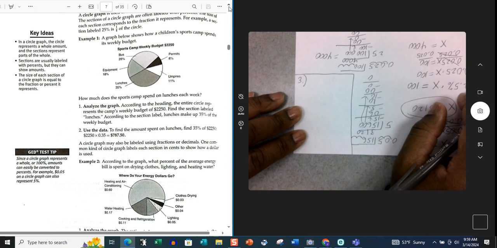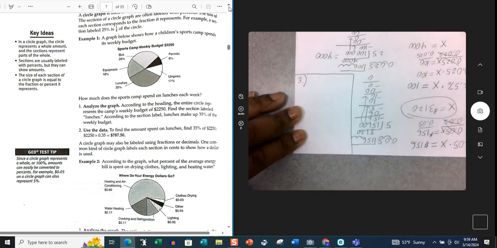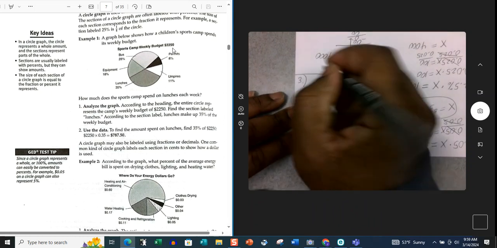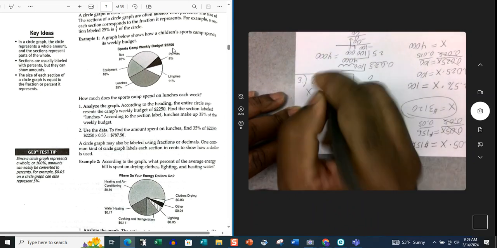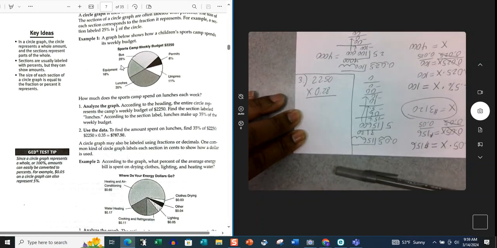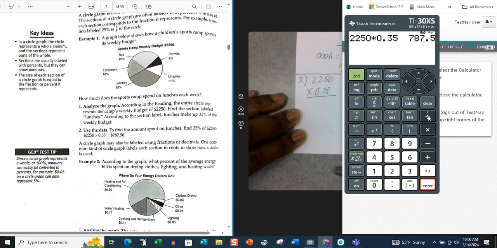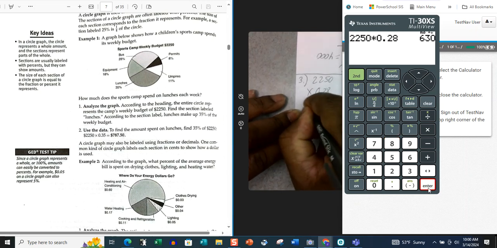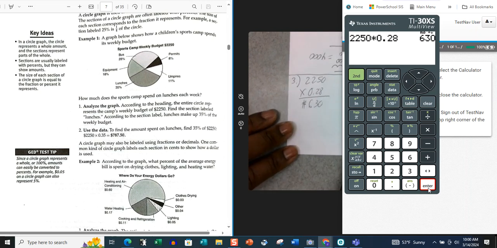With problem number 3, we look at busing. It's 28%. But remember, the budget is $2250. And we'll multiply it by the 28%, which is 0.28. So now we could take our calculator, because you already know how to multiply a decimal by hand. So we don't need to go over that. So let's multiply 2250 times 0.28. And that gives us $630. That is how much is spent on busing.